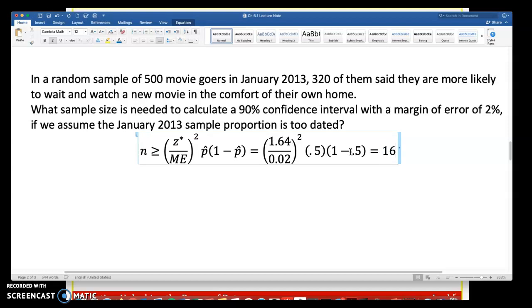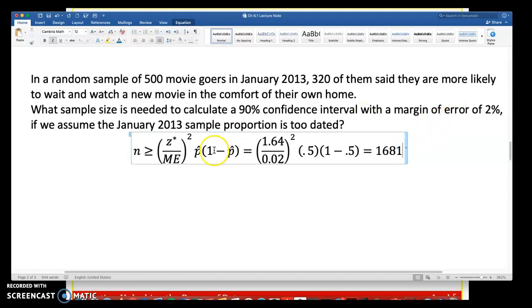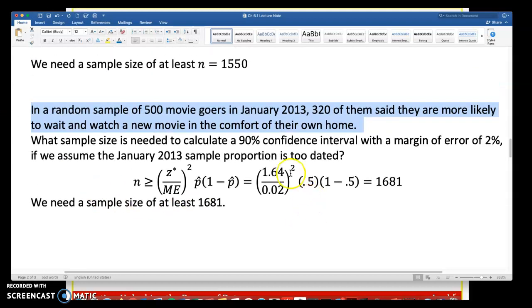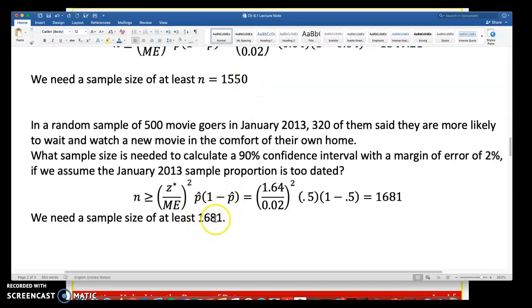exactly 1681. So we don't need to round up. I get a whole number in this situation. So we need a sample size of at least 1681 to be within a 2% margin of error for 90% confidence, and assuming we don't like this information anymore. Notice right here, that 0.5 is, I call it more conservative because it's going to get you a larger sample size given the same information.